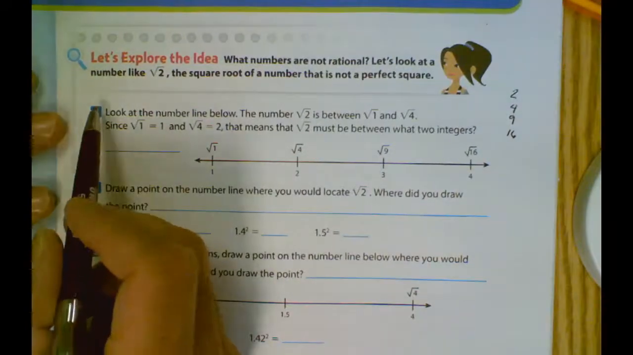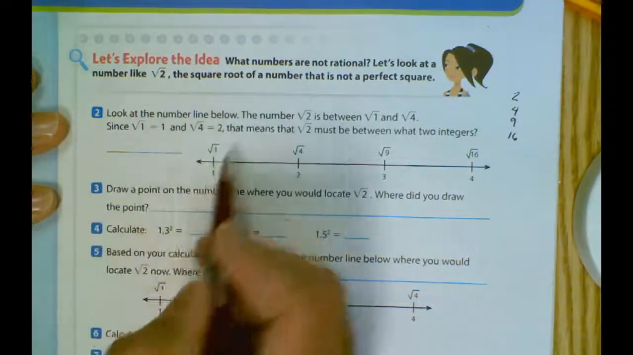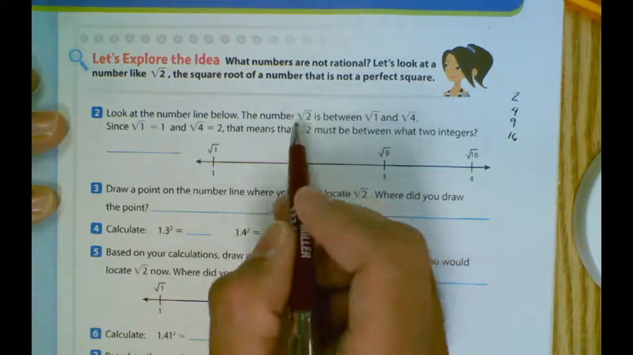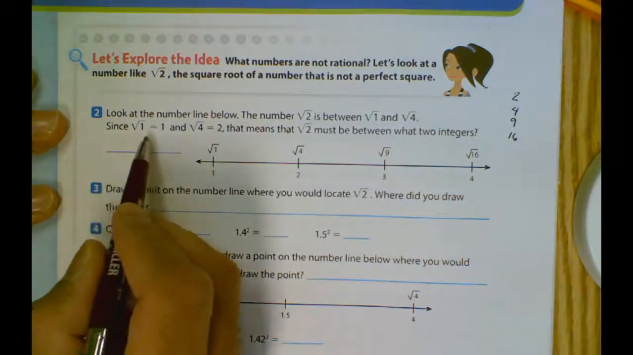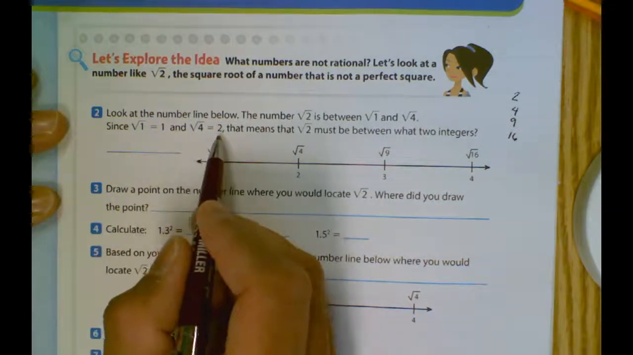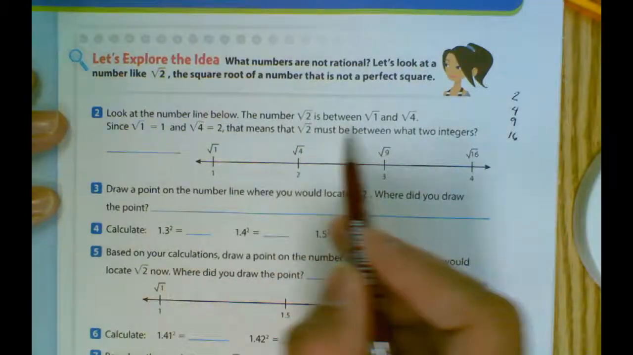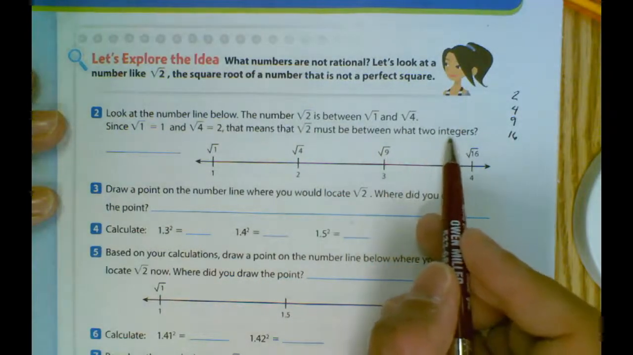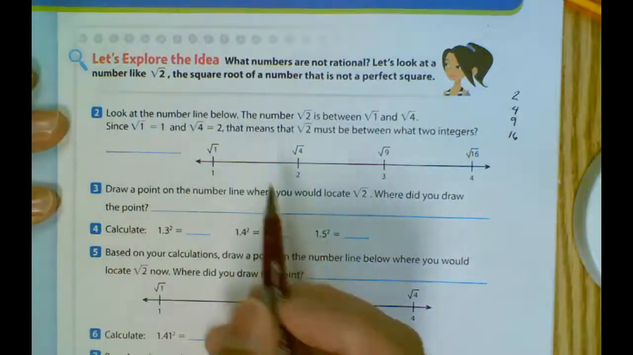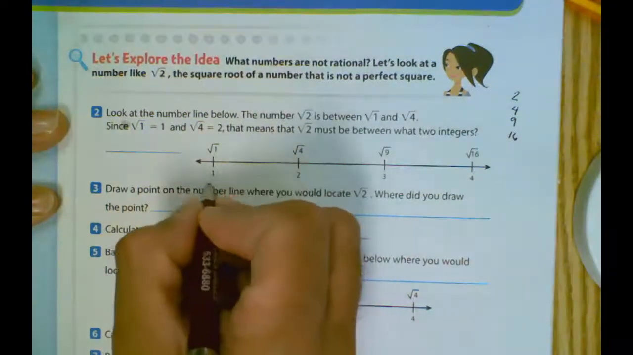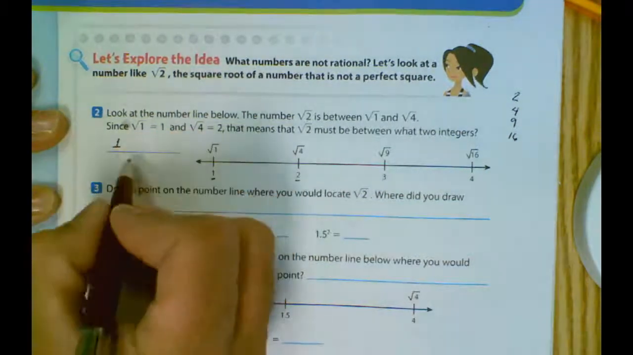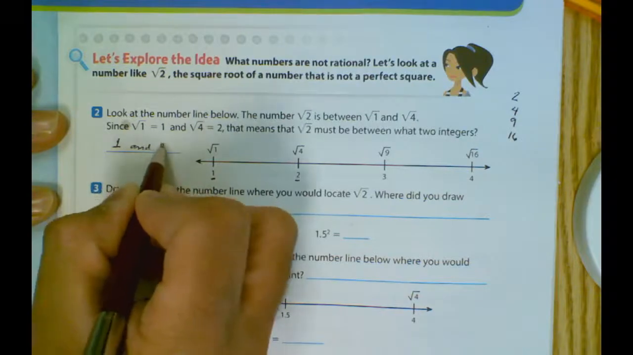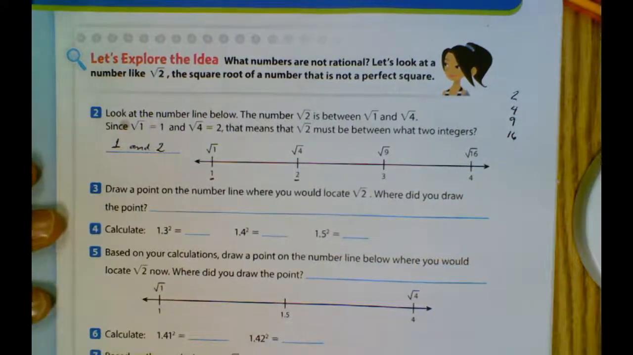So problem number 2, in this case, they're asking me to look at the number line below. The square root of 2 is between the square root of 1 and the square root of 4. Since the square root of 1 equals 1 and the square root of 4 equals 2, that means the square root of 2 must be between what two integers? The square root of 2 in this case must be between 1 and 2.